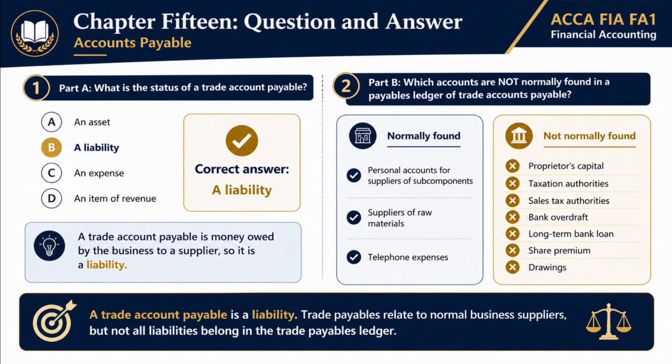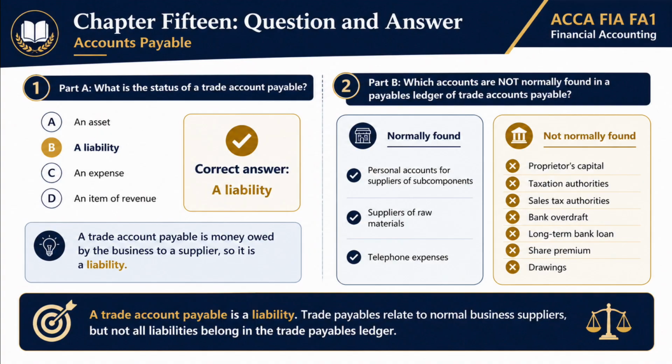In practice, the supplier account would be recorded, while the telephone expense account itself would be part of the general ledger. Therefore, the accounts not normally found in the trade payables ledger are option 1, proprietor's capital. This is capital or equity, not a trade payable. Option 3, taxation authorities. Tax owed to the government is a payable, but it is not normally a trade payable. Option 4, sales tax authorities. Sales tax owed to the government is also a payable, but it is not normally a trade payable.